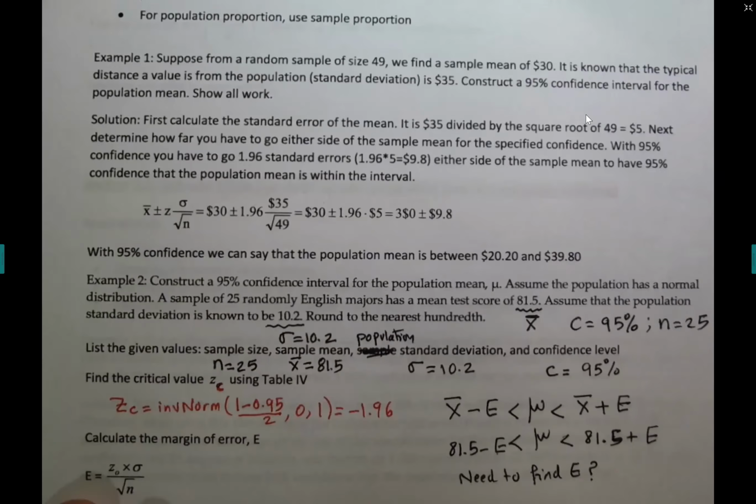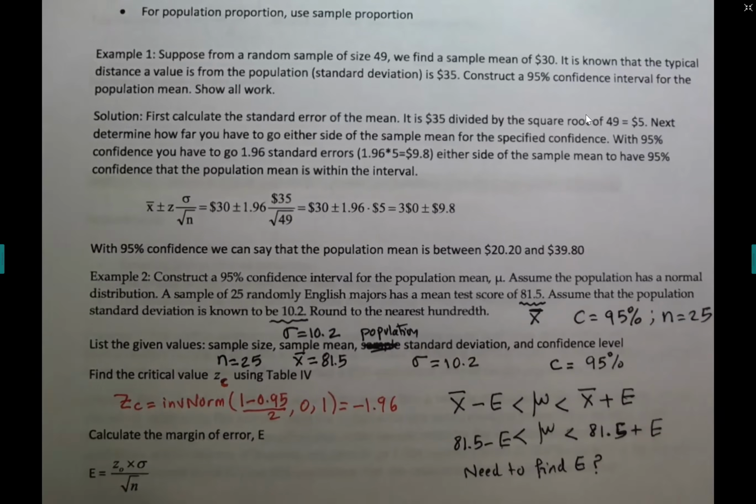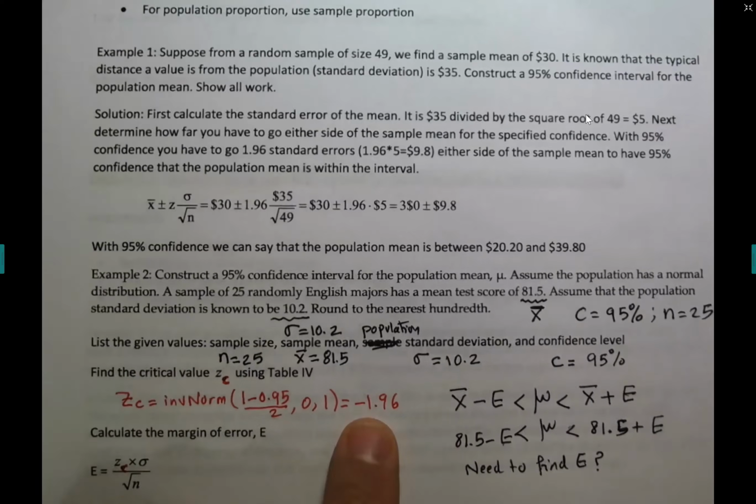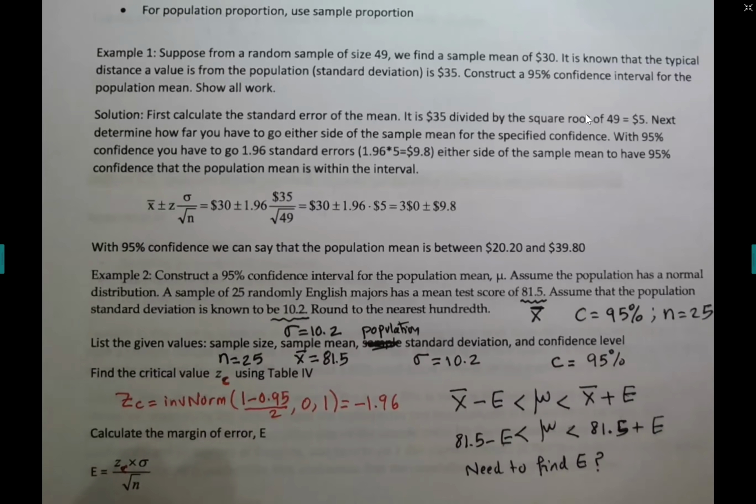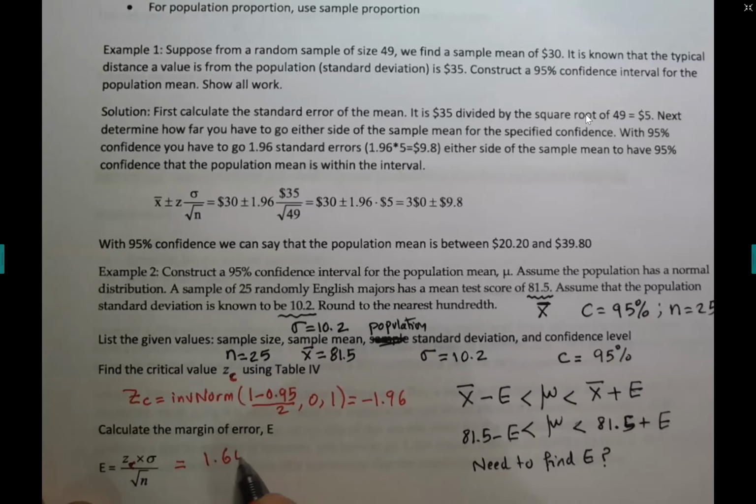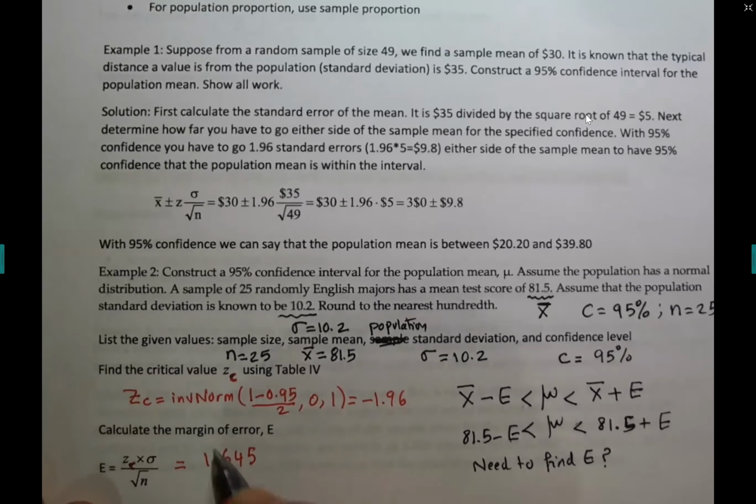Okay? Calculate the margin of error E. That should be ZC here. Now, you get a negative number, but when you calculate the margin of error, guys, don't use the negative sign. Just use the positive, because eventually you're going to add E and subtract E, so it doesn't matter, but always use the positive one. So it's going to be 1.645. Sorry, 1.96. I made a mistake.